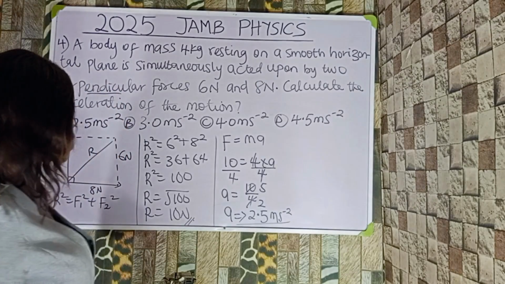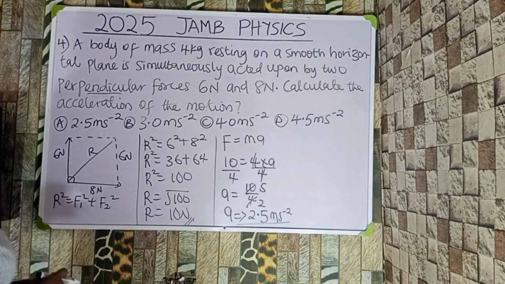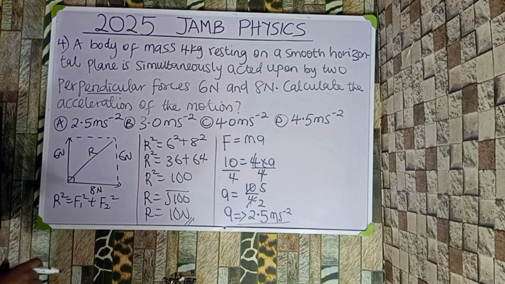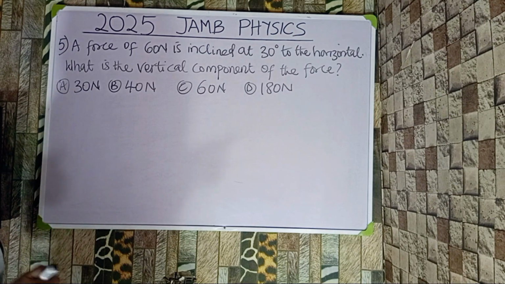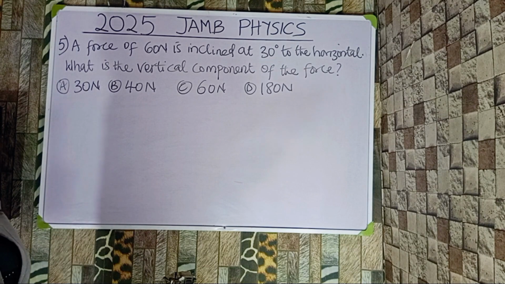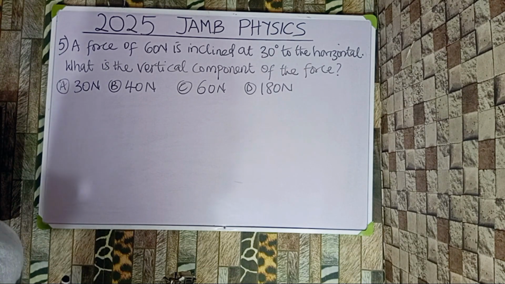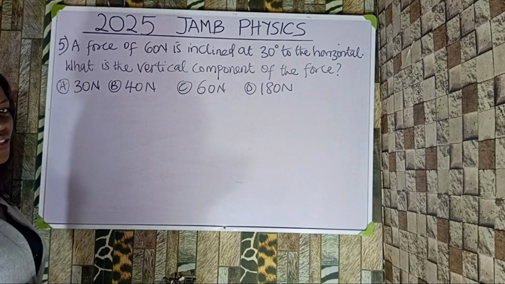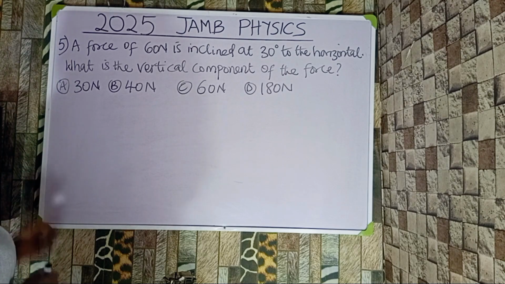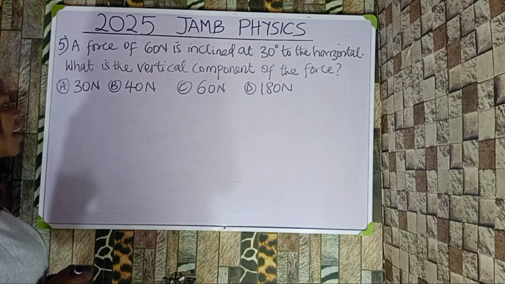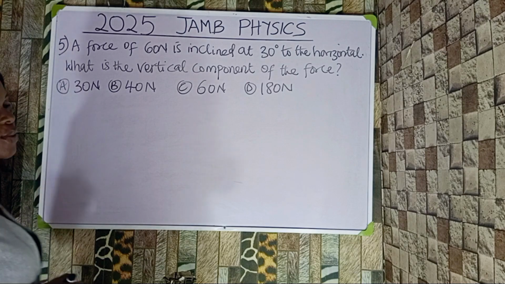Now, from the options, the correct option to this question is option A, which is 2.5 meters per second square. A force of 60 Newton is inclined at 30 degrees to the horizontal. What is the vertical component of the force? And we are given A as 30 Newton, B as 40 Newton, C as 60 Newton, and D as 180 Newton.